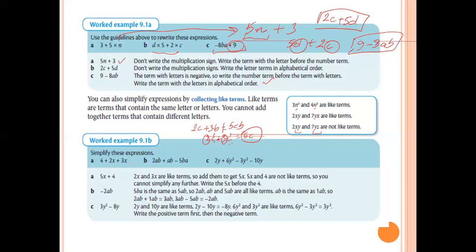Simplify these expressions. How can I simplify it? 4 is a constant number, so we can write it at the end of the expression. So 2x plus 3x. How?